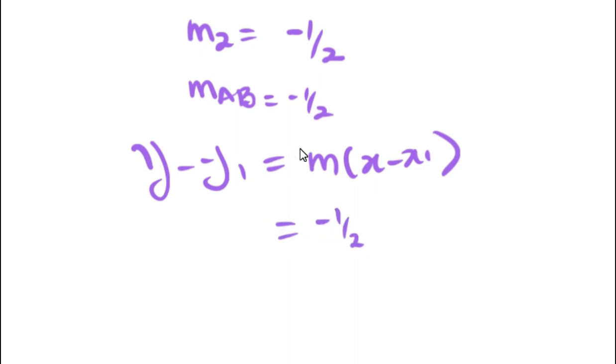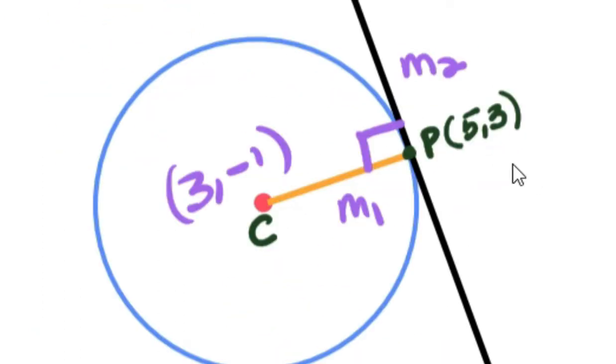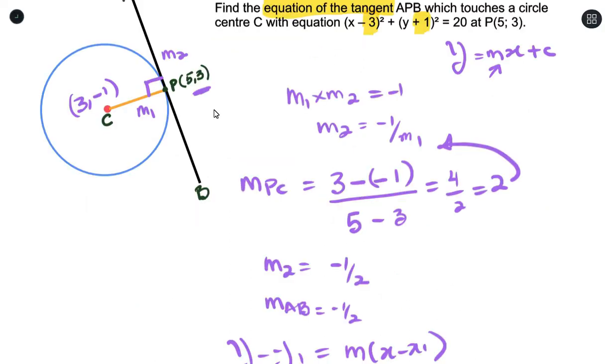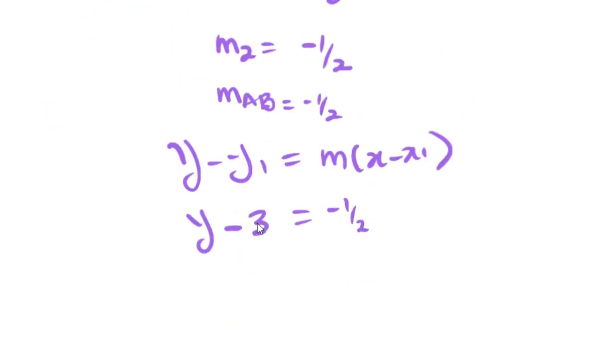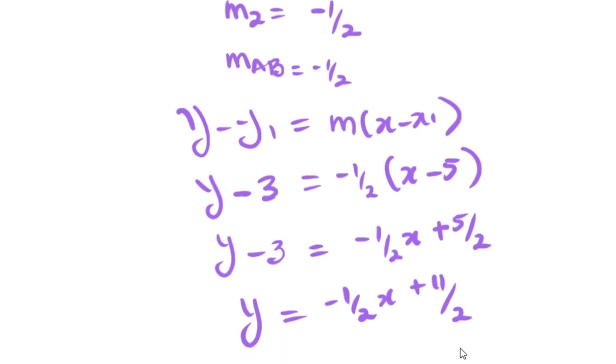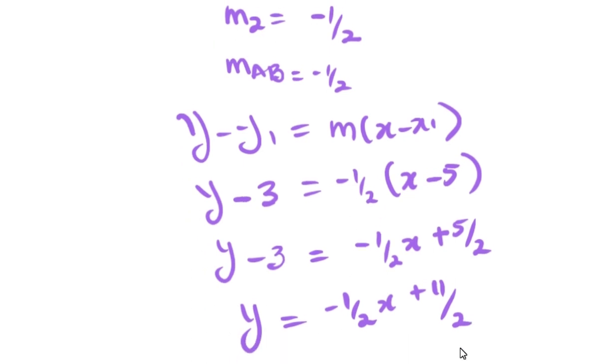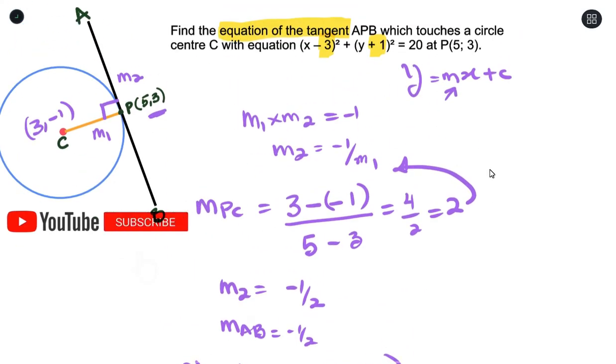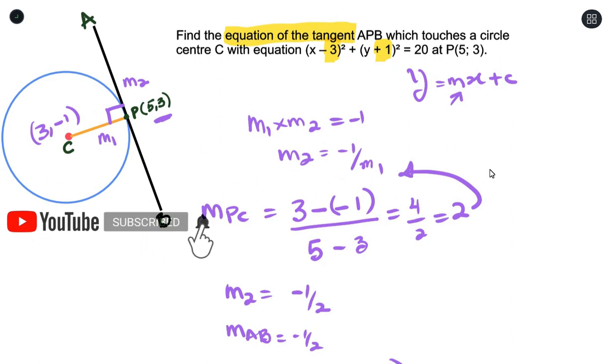Now, we just need a coordinate on our line. And since we're given P here as (5, 3), we can substitute 5 and 3 into this formula. So through simplification, we notice that the equation of our tangent is y is equal to negative 1 over 2 x plus 11 over 2. And that's it. So this is exactly how you can calculate your equation of a tangent. Yeah, I hope this makes sense.